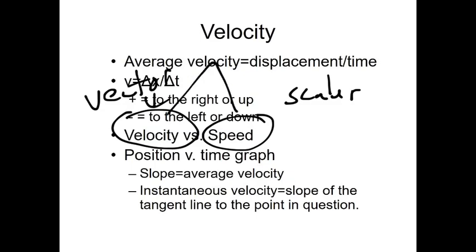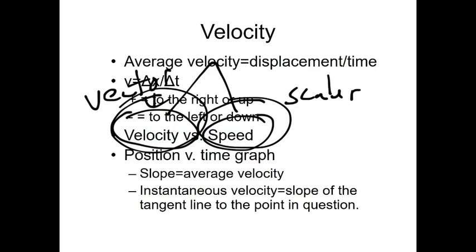Their magnitudes might be the same thing, but velocity takes into account the direction. Speed does not. So velocity and speed are not exactly the same thing. Velocity is a vector measurement or vector quantity. Speed is a scalar measurement or scalar quantity.